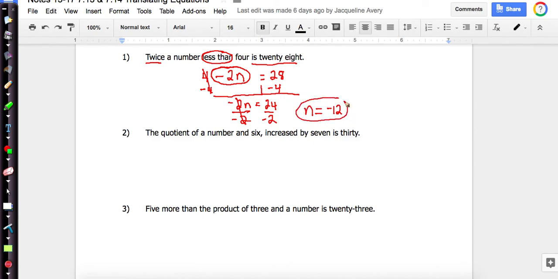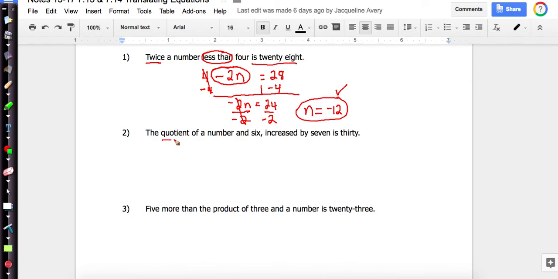Now, we can check these, but remember, it will check no matter which equation you write, but sometimes you might write the wrong equation and still get it wrong because you wrote the wrong one. Okay, so the check is 4 minus 2 times negative 12, and we hit equals, and we do get 28. So it does in fact check.